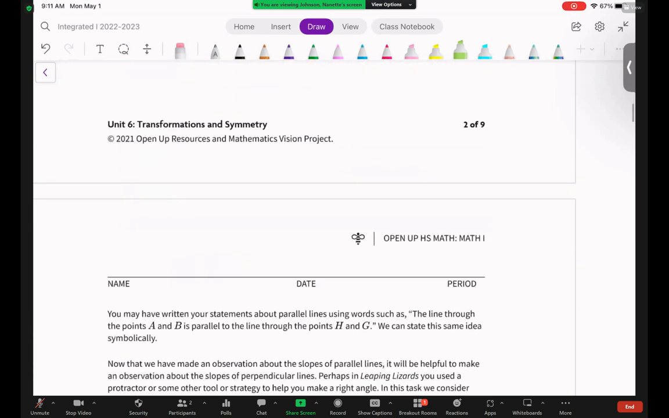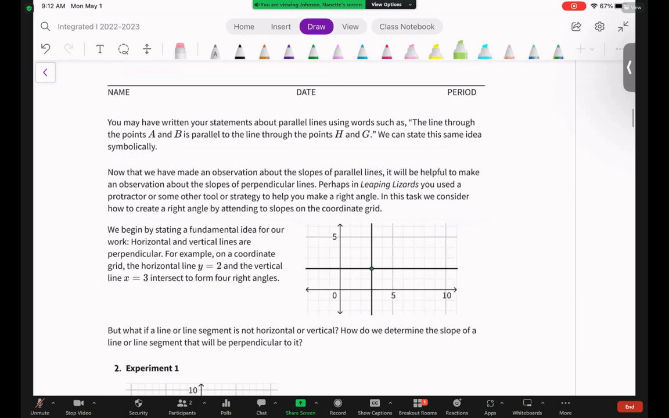All right. So it says you may have written your statements about parallel lines using such words as the line through points A and B is parallel to the line through HG. And we can state the same idea symbolically. So here symbolically, you can say AB, and since they said line, I put a little arrowhead there, is parallel to, so I go like this, I put two little lines, parallel to the line HG.